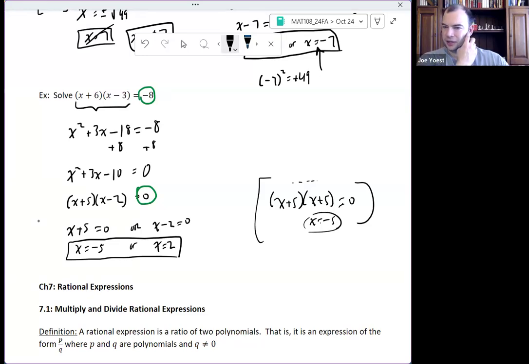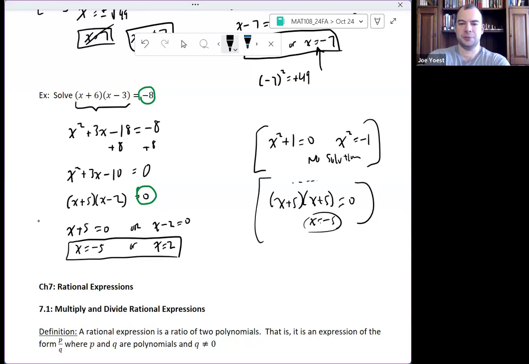Or we could get an example like, say, x squared plus 1 equals 0, where this left-hand side doesn't factor. Or where we have x squared equals negative 1, and we know that any real number squared is going to be non-negative. It's going to be either 0 or positive. Because if I took a negative number and squared it, it becomes a positive number, and if I take a positive number and square it, it's a positive number. So we could have no solution. Those are our other two special cases.